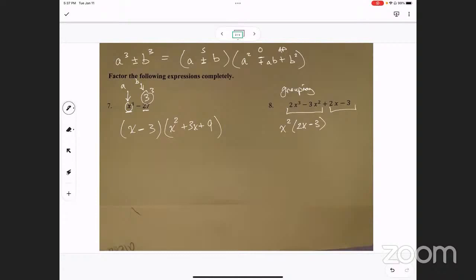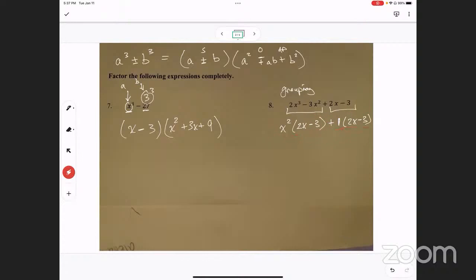Got it? And for this other one, I actually can't take anything out, but I'm going to put them in parentheses anyway, and I'm going to put a 1. I'm going to say that I took a 1 out. It just makes it a little bit easier to visualize what I'm doing next. So now, see how I have 2 terms now? I've got this term and this term.